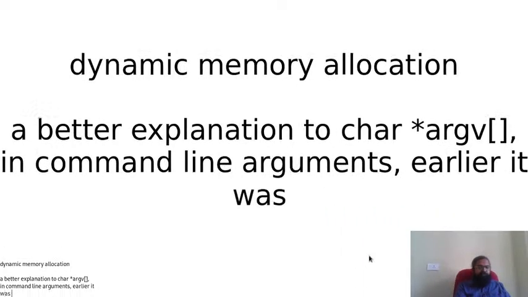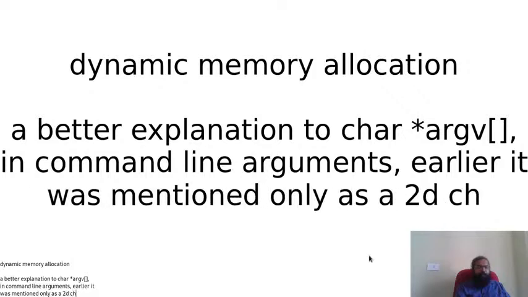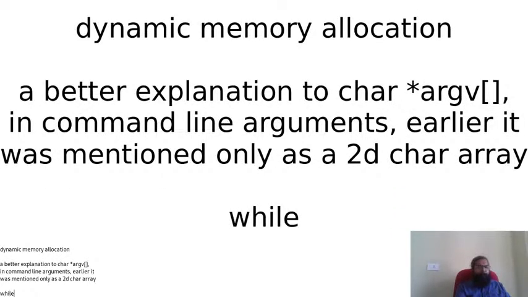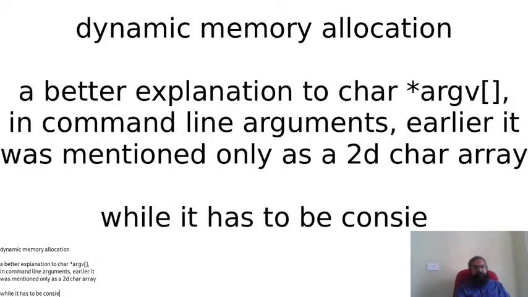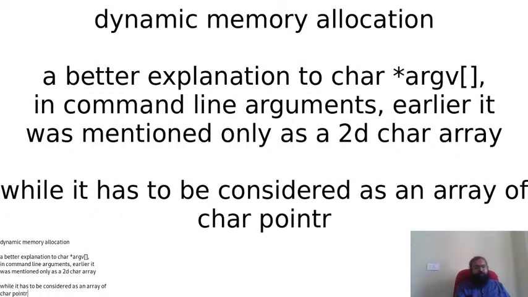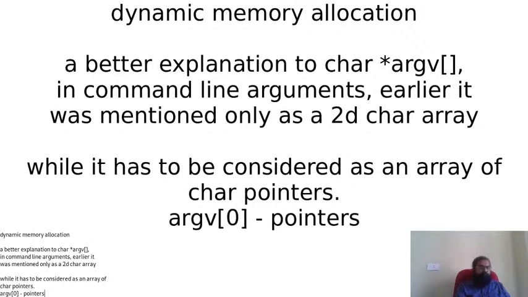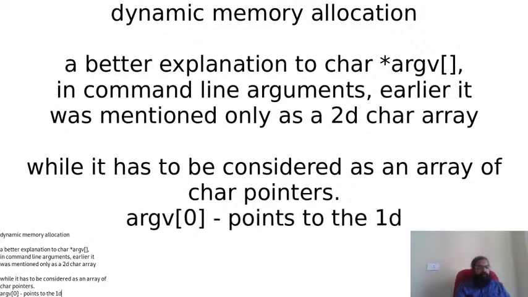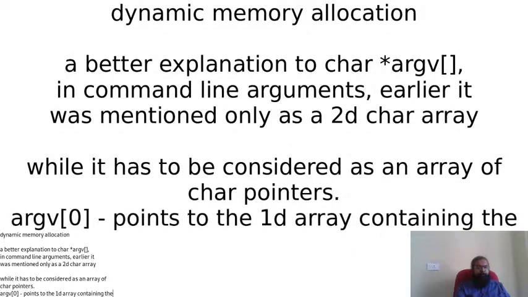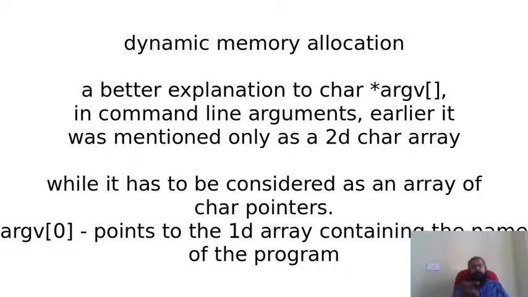Earlier it was mentioned only as a 2D string array or 2D character array, while it has to be considered as an array of character pointers, and let's say argv of 0 points to the 1D array containing the name of the program. Is that clear, students?